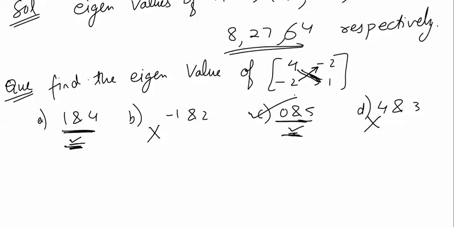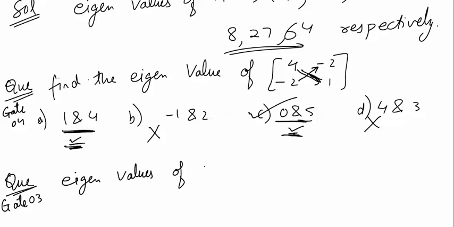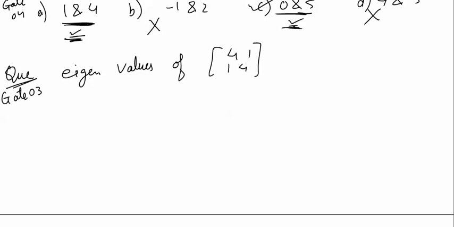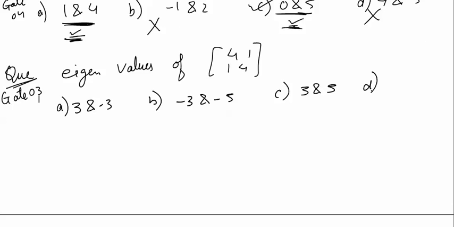Clear? Let us take another example. This is GATE 2003. The previous question was GATE 2004. Again, you have to find the eigenvalues of 4 1 1 4. I'll give you the options: minus 3 and minus 5, 3 and 5, and 5 and 0.